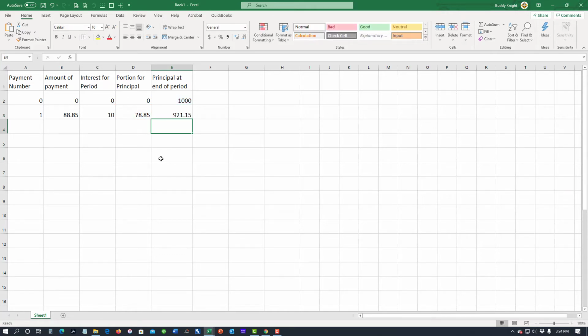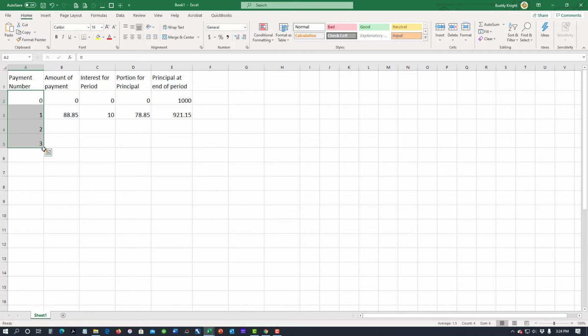And there's my balance, $921.15. Now what this allows us to do is to not enter each line by hand. Starting with the payment number, I can put in a 2 or maybe even a 3. But now I've given the spreadsheet an idea of how this column should progress.